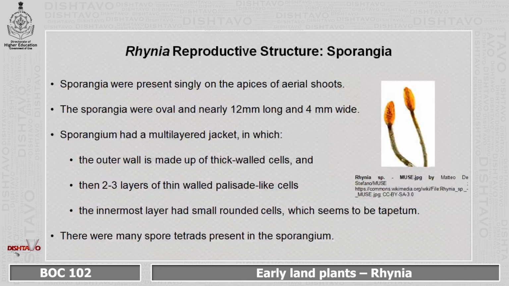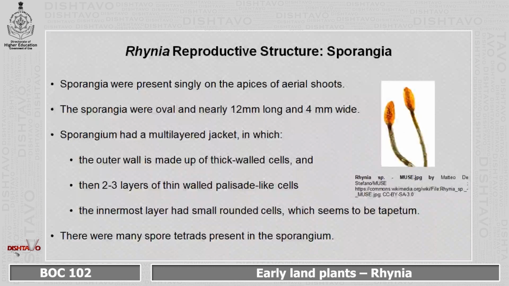Moving to the reproductive structure, the spore-producing structure called the sporangia. The sporangia were present singly, terminally on the aerial shoots. The sporangia were more or less oval in structure as seen in the image, and size-wise they were 12 millimeters long and 4 millimeters wide. This sporangium had a multi-layered jacket showing an outer wall, some mid layers and the innermost layer.